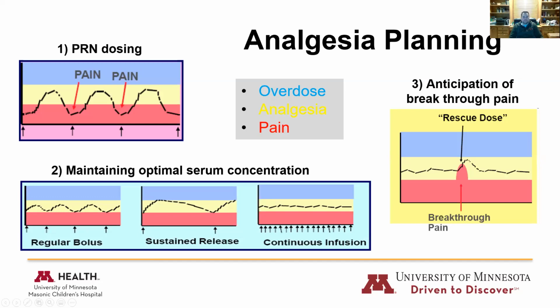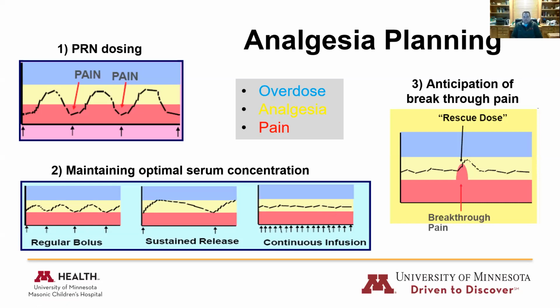If you try to maintain an optimal serum concentration, you have several options: giving a regular bolus, using medications that have a sustained release, or doing a continuous infusion. These options can be challenging because it's sometimes hard to predict what the pharmacokinetics will do for each individual patient. And so you might be hovering at the range where you're getting into pain, in the red zone kind of. You might have quite a few moments where you get close to that.